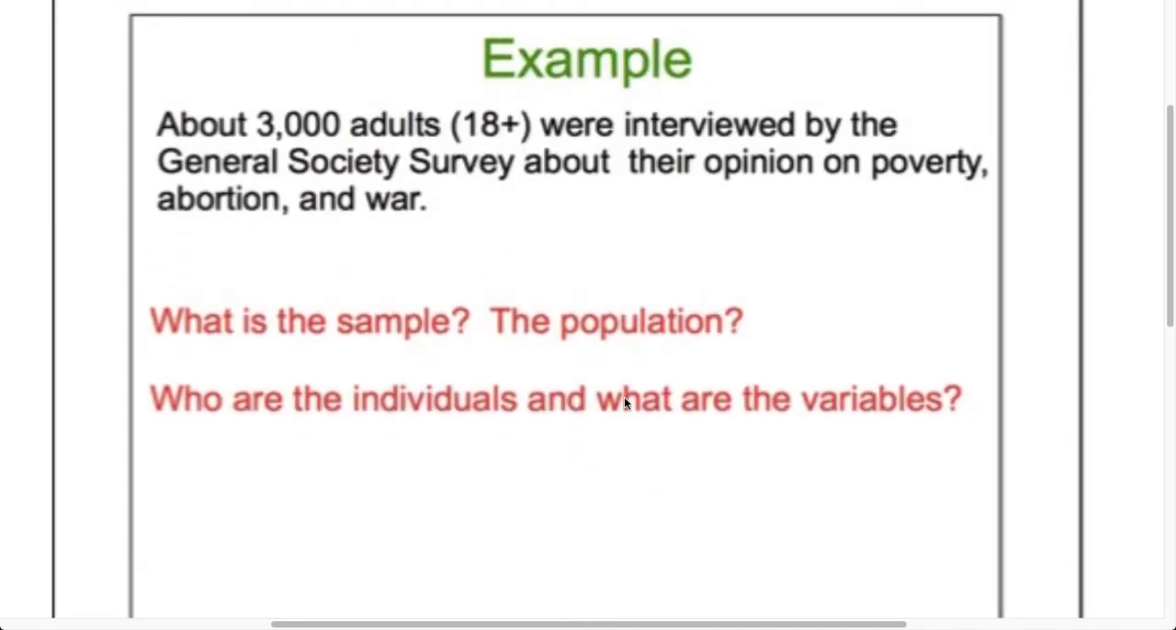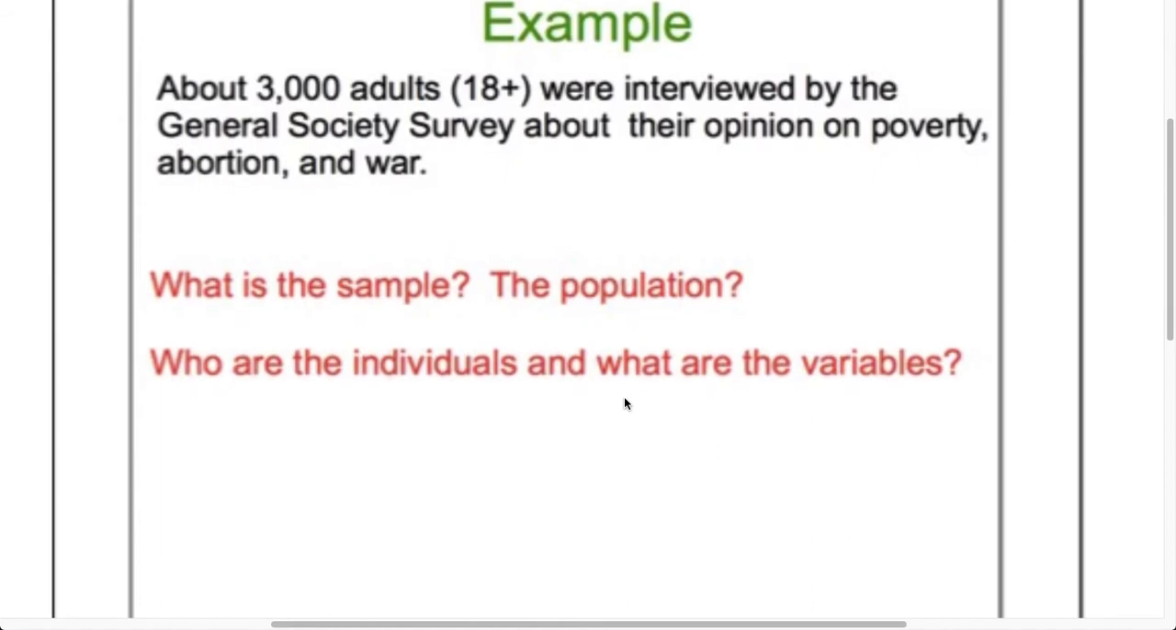So if we start putting all of this together from what we've been talking about in this first set of notes from Chapter 3. It says about 3,000 adults were interviewed by the General Social Survey about their opinion on poverty, abortion, and war. So what is the sample? The sample, in this case, is the 3,000 people. The population, all we know is that the 3,000 people were all 18 plus. We don't even know if this is in the United States or not.